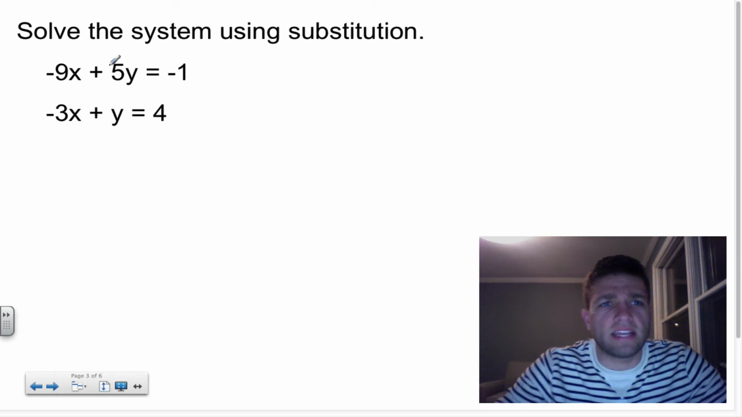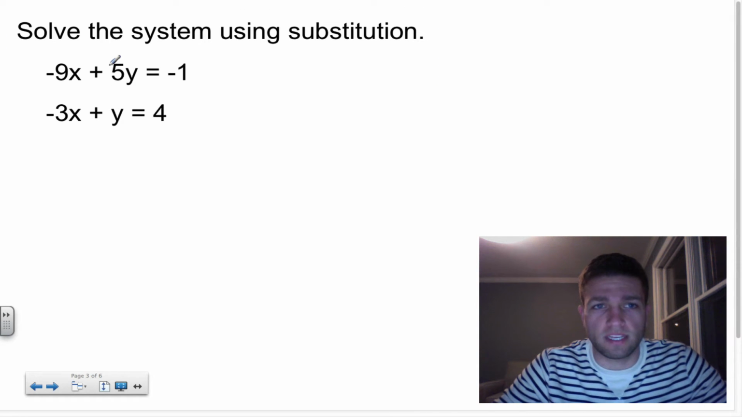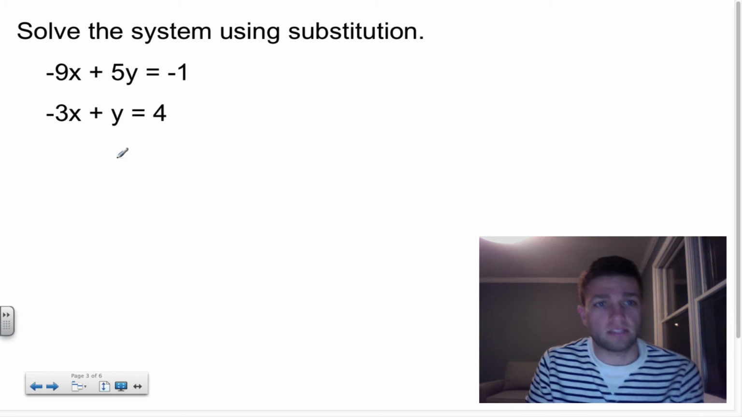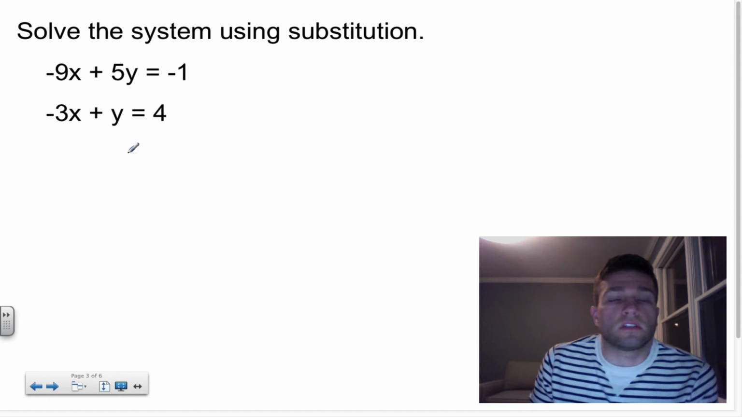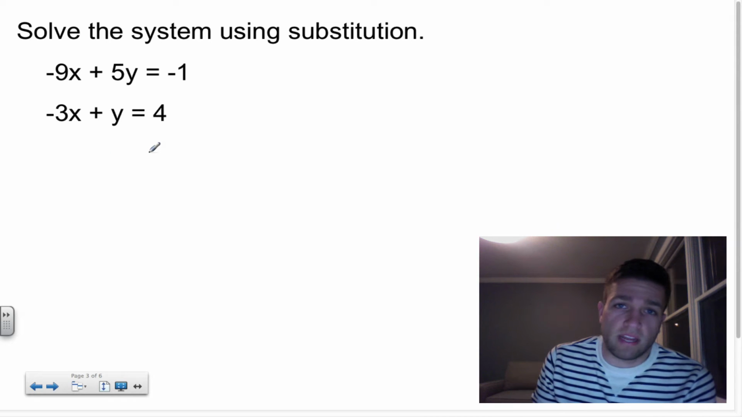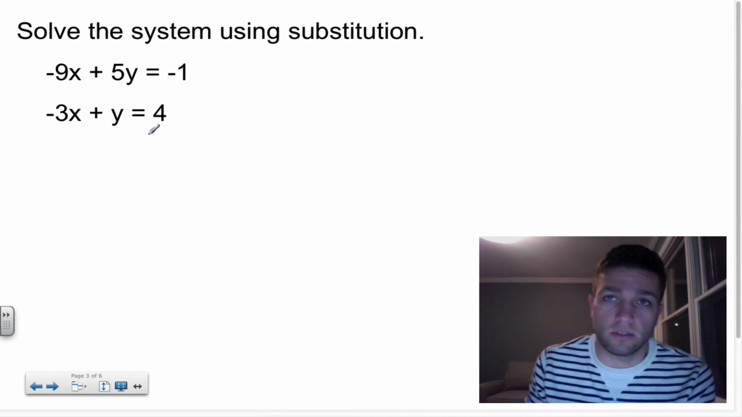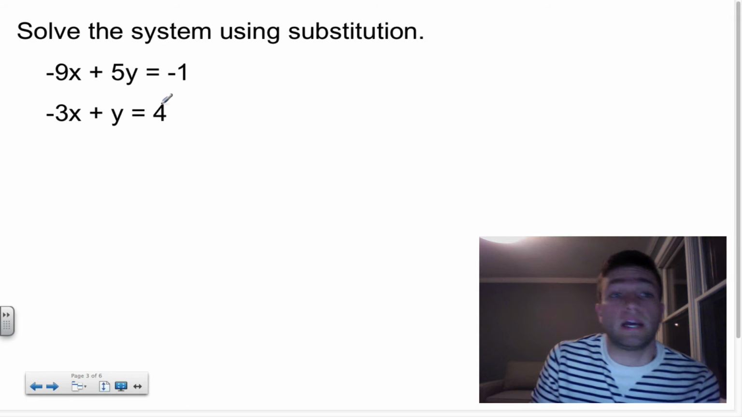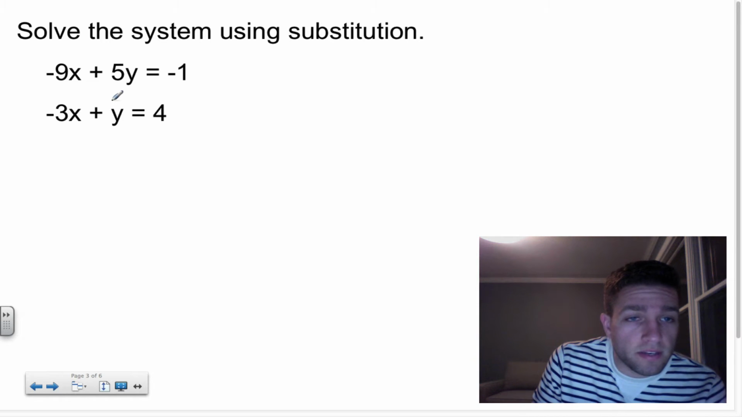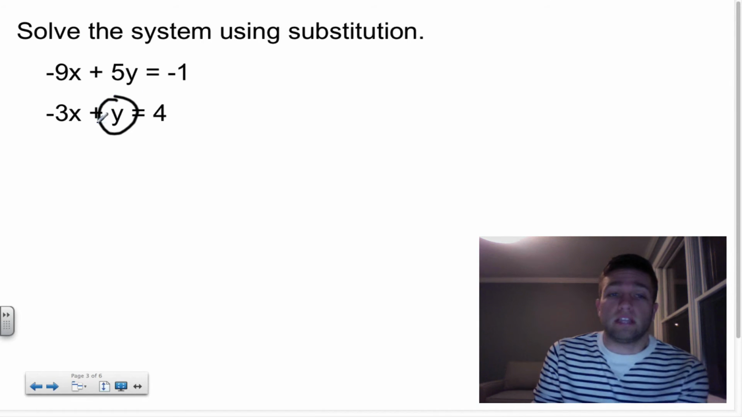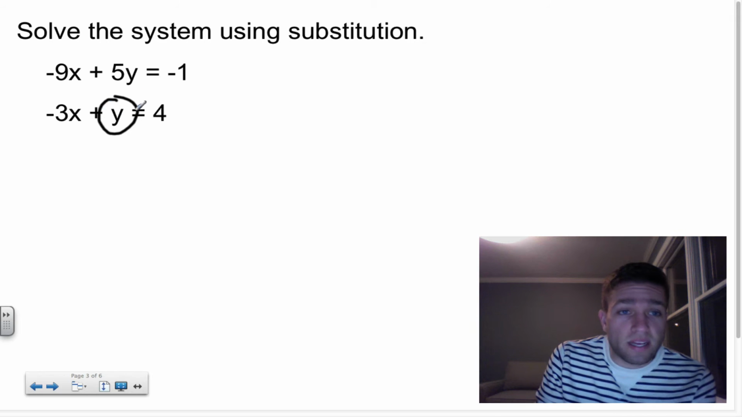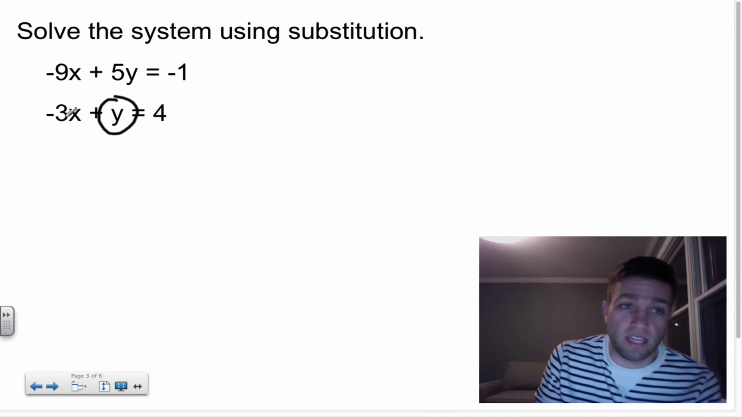So I've got negative 9x plus 5y equals negative 1, and I've got negative 3x plus y equals 4. So to solve this kind of one, I've got to ask myself first, can I use substitution? And the answer is yes. Why? Because this variable, this y, has a 1 in front of it. Now the issue is this y is not by itself. It's on the same side as the 3x, or the negative 3x.